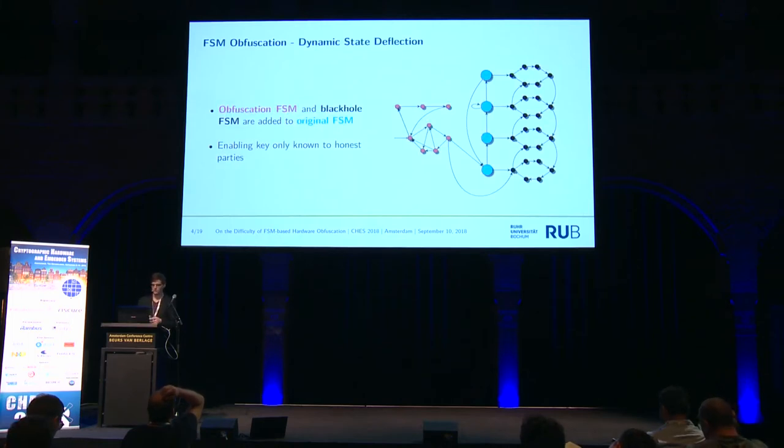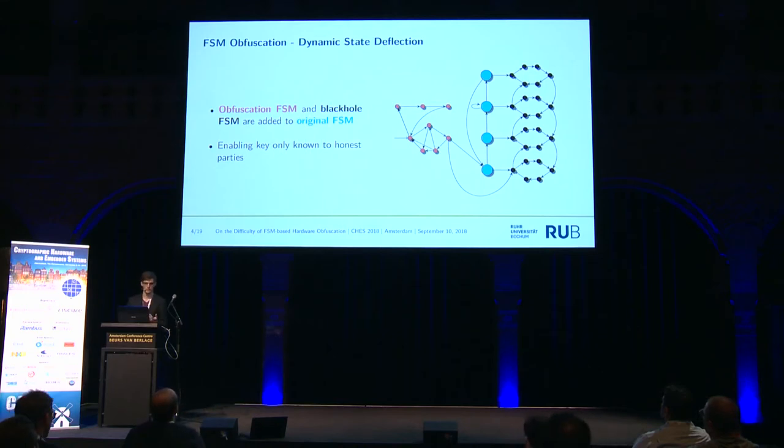Now let's have a look at the dynamic state deflection scheme. Basically, we have two parts. In the middle, the blue original FSM is equipped with two other parts, a red obfuscation FSM and the black hole FSM. The key idea is that the new initial state is not in the blue part, but in the red part. You see in the bottom left the state with the ingoing arrow. This is the new initial state.